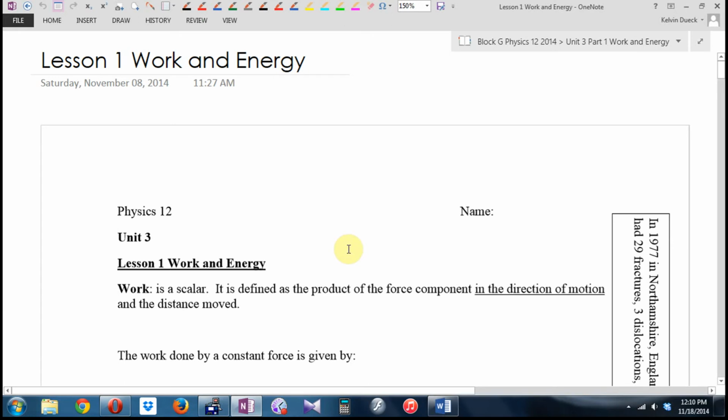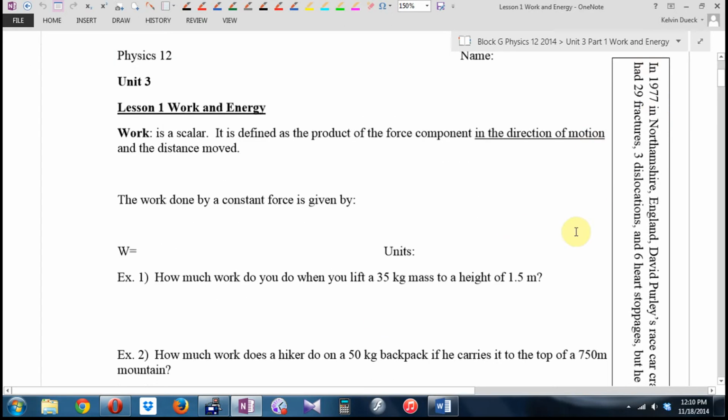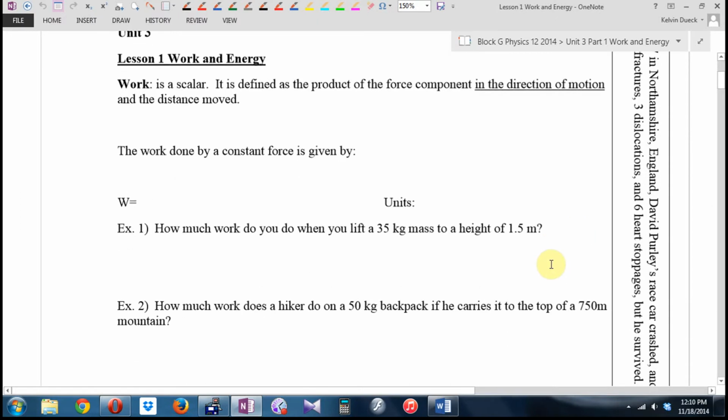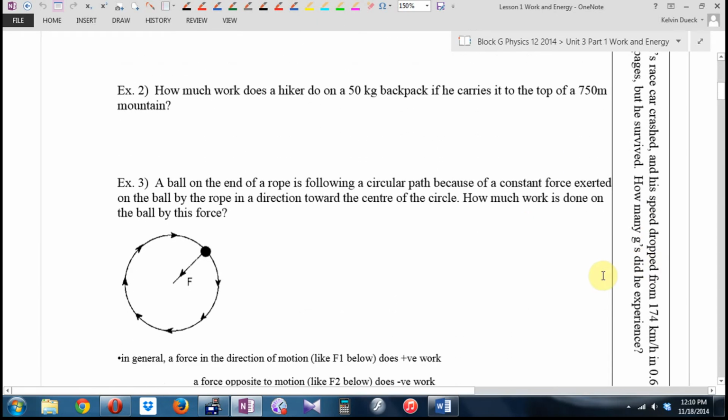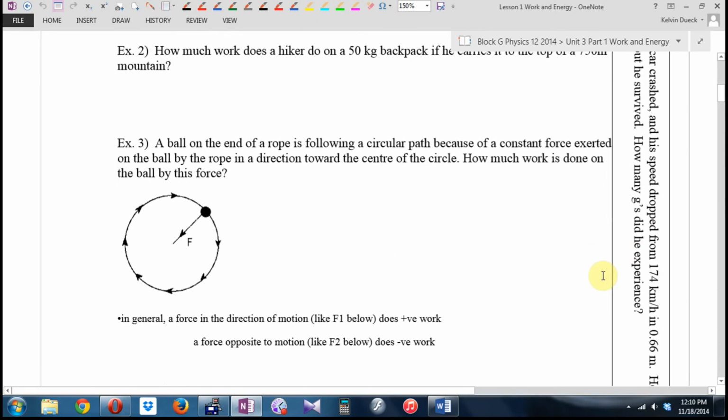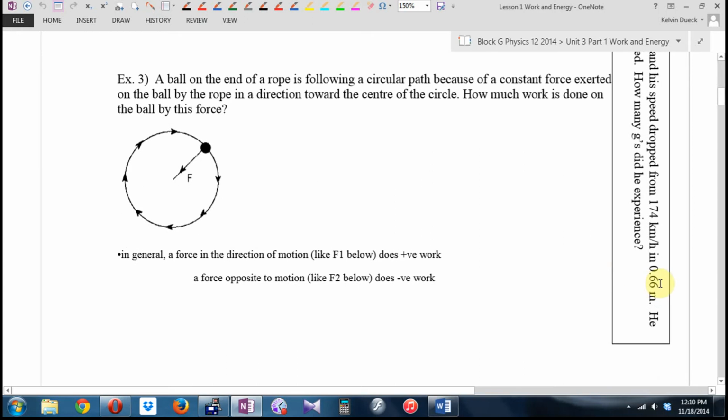Rotate your paper 90 degrees and let's answer this Northamptonshire question. In 1977 in Northamptonshire, England, David Purley's race car crashed and his speed dropped from 174 kilometers per hour in 0.66 meters, in about this distance.